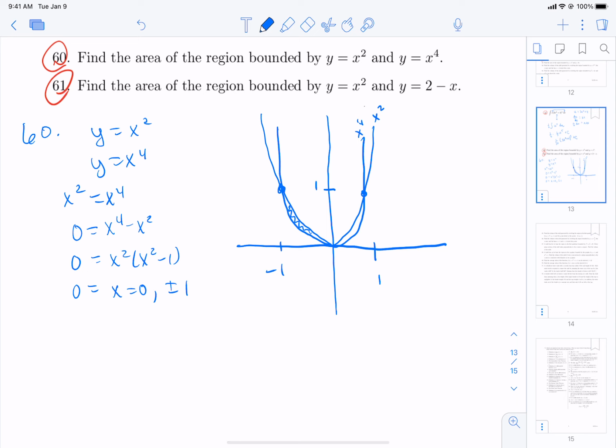But isn't the area on the left exactly symmetric with the area on the right? Because they're both even functions. So why not double up the area from 0 to 1? Our top function is always x squared. Our bottom function is always x to the 4th.